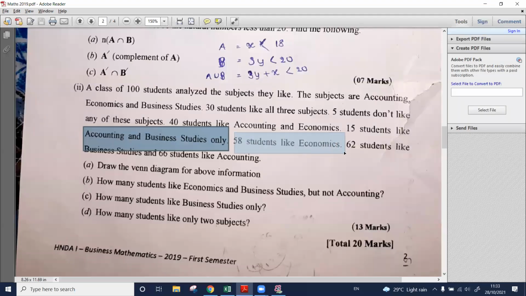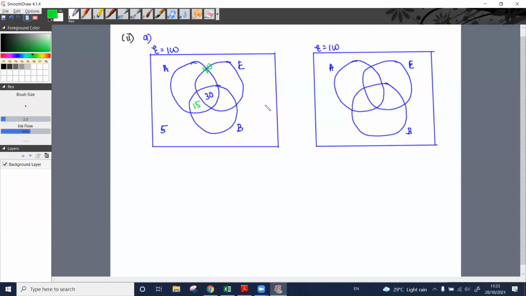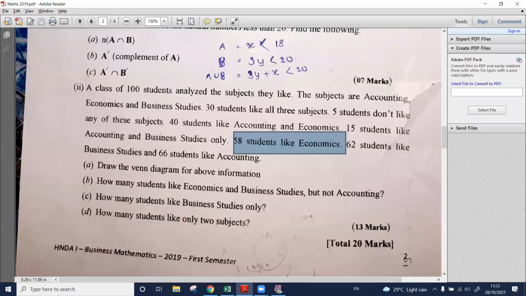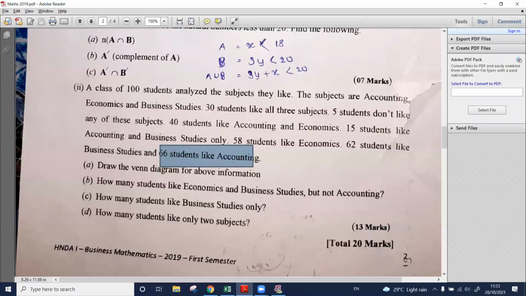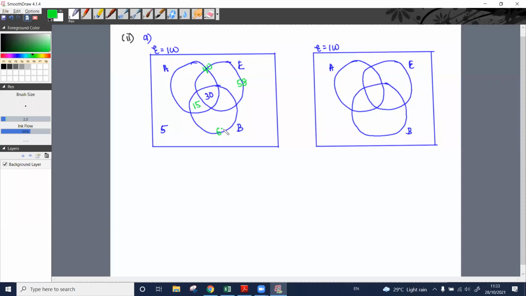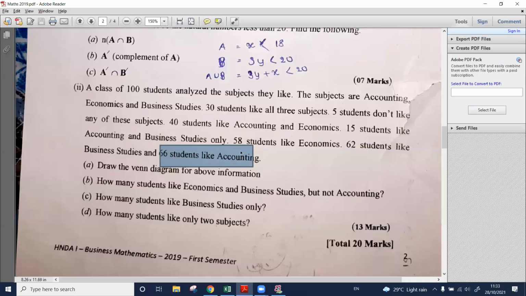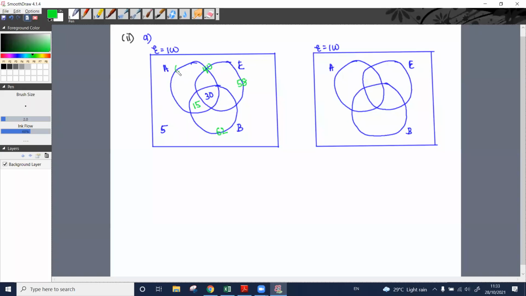58 students like economics. So how many should be inside this whole circle? 58 students. Right? 62 students like business studies. How many like business studies? 62 students are there. And 66 students like accounting. Right.